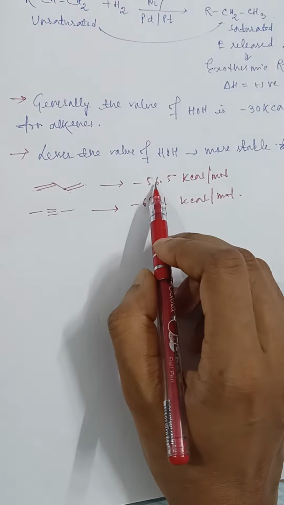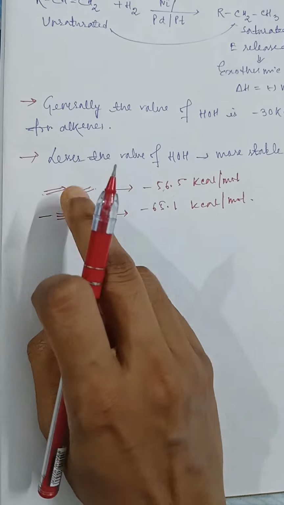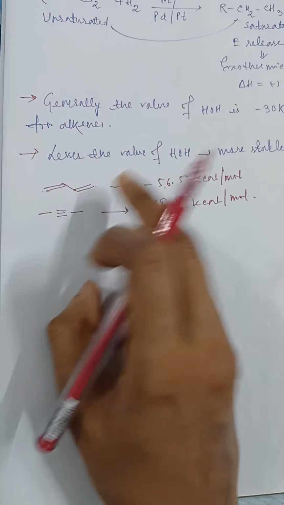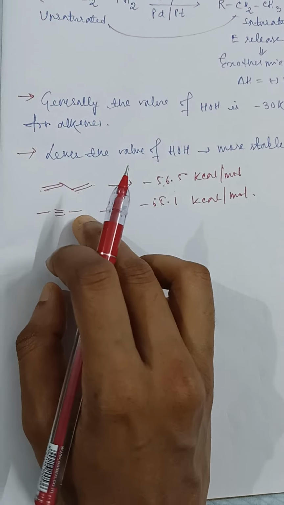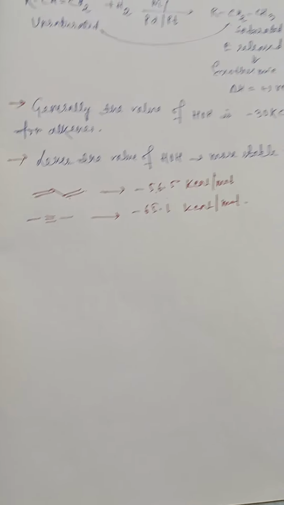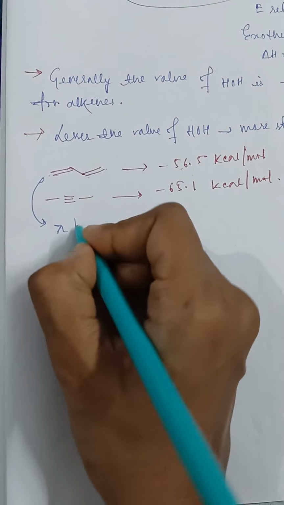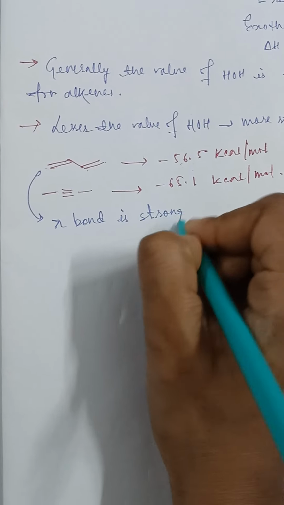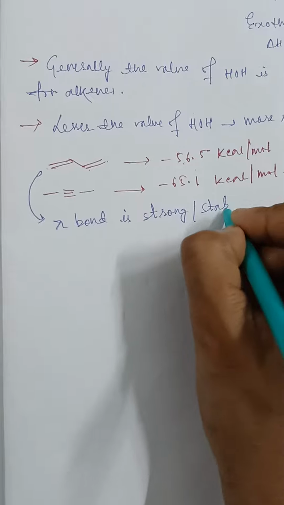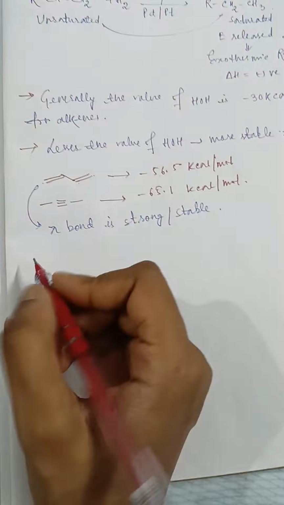That means the value is lesser for this buta-1,3-diene. So the pi bond in this buta-1,3-diene is much stronger, a more stable pi bond, than in this but-2-yne. So we can conclude here that this pi bond is strong or stable. I hope the concept is clear.